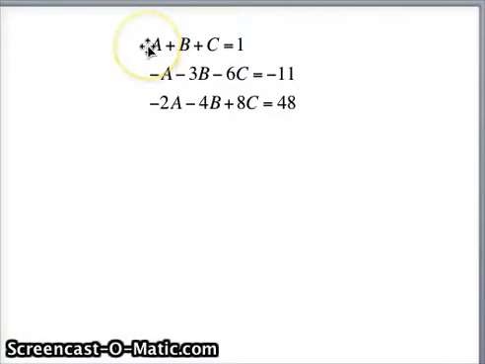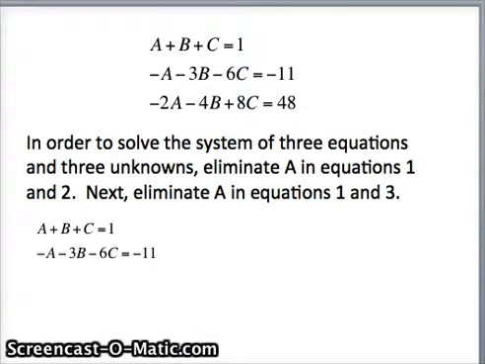So I have three equations, equations 1, 2, and 3. My goal is to pick two of them at a time and eliminate the A's. So I'm going to pick equation 1 and equation 2, eliminate the A's. Pick equation 1 and equation 3 and eliminate the A's. You'll see when I do that, the resulting equation has only B's and C's.